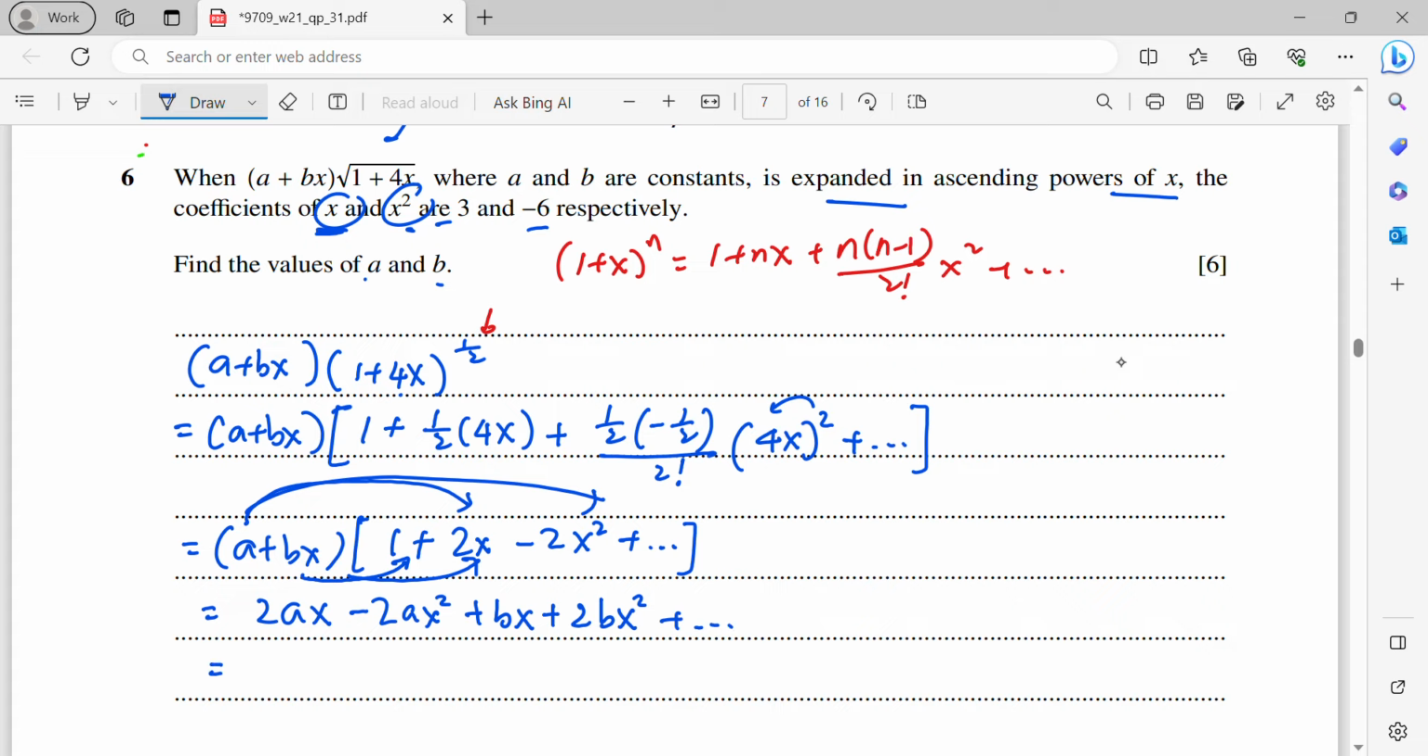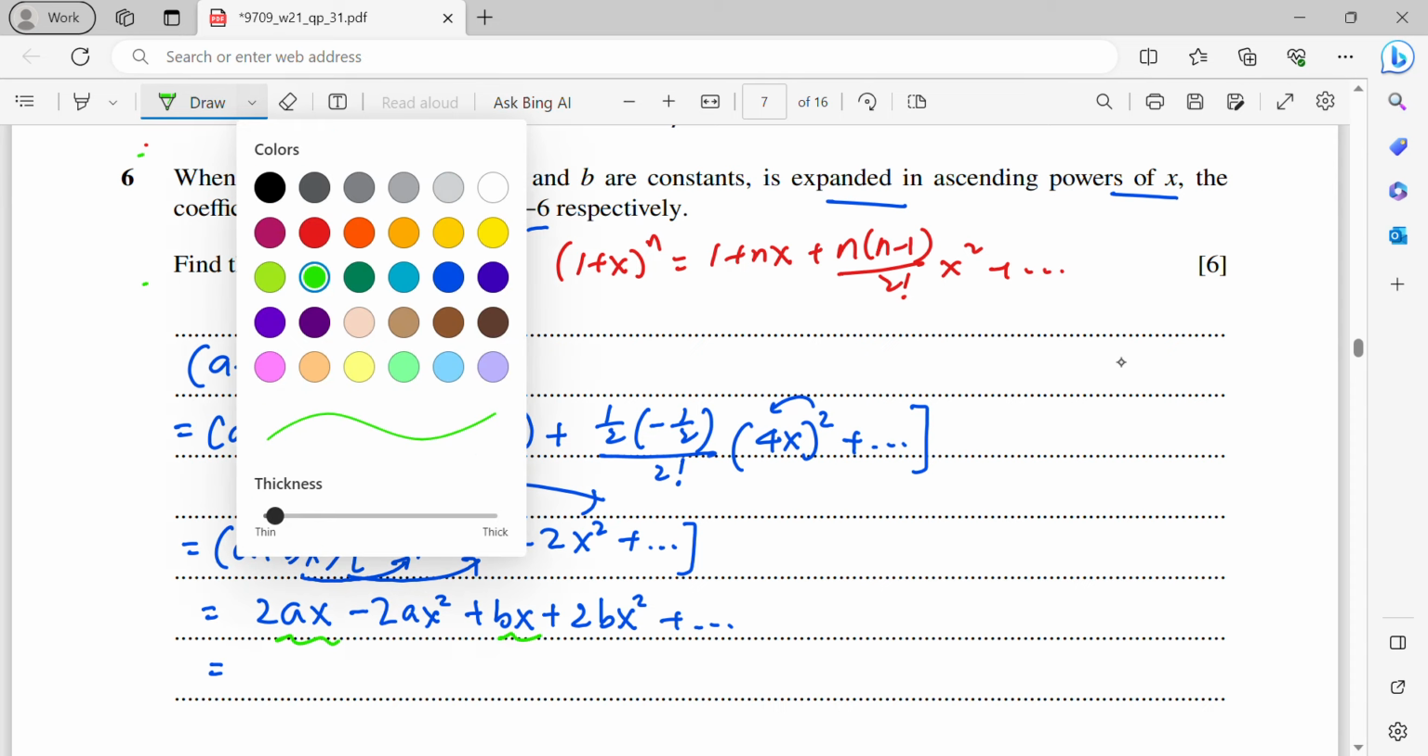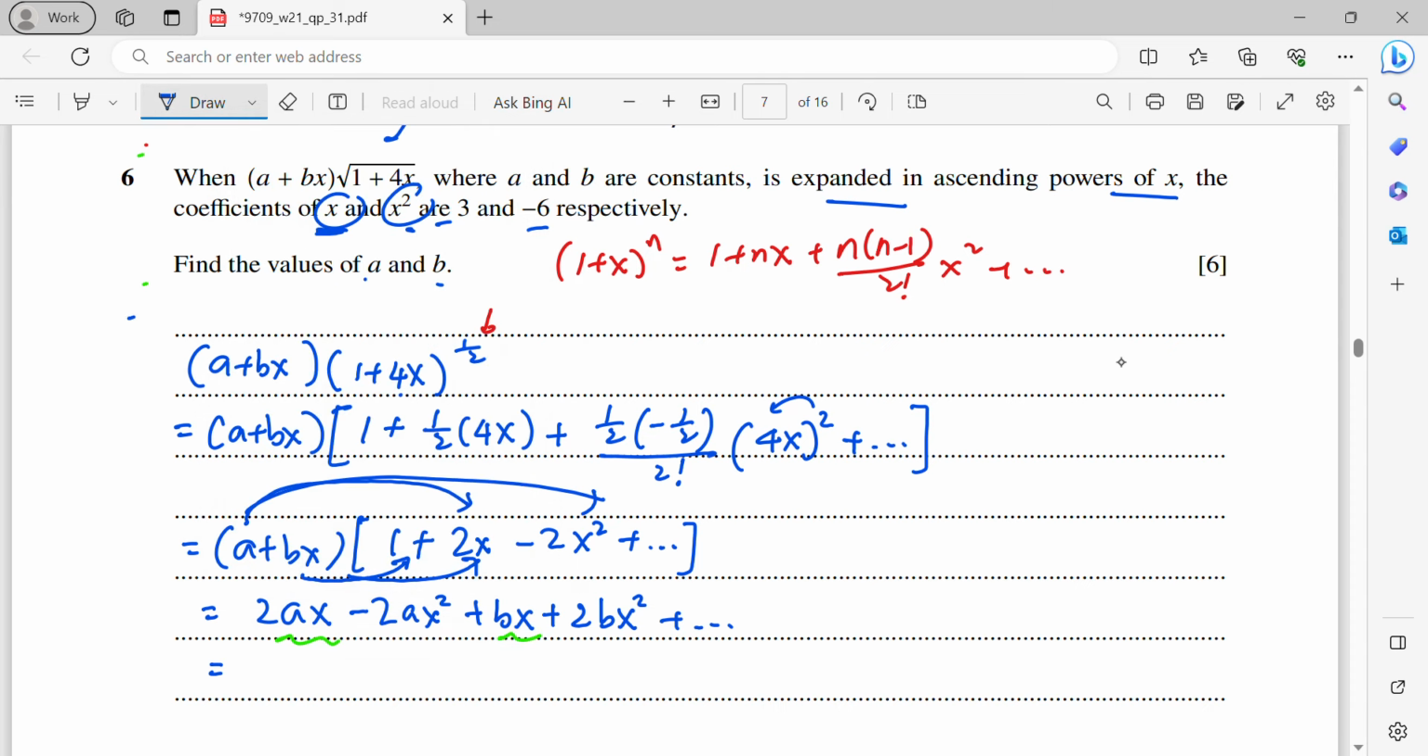So from here, I will simplify. Okay, I will group the terms with the x and also x squared. So the first and third term will be grouped together and factorize the x. Then I will get 2a plus b multiplied with x. And then for the other two terms, I will write plus negative 2a plus 2b times with x squared.